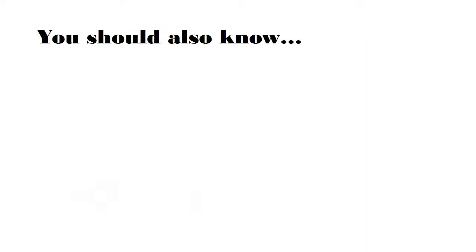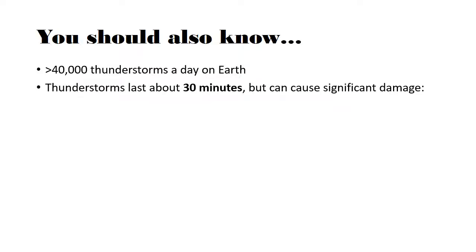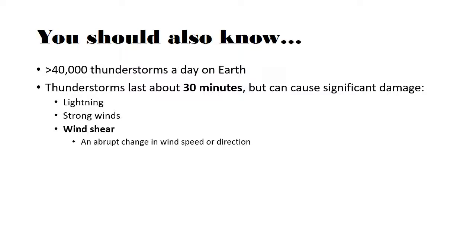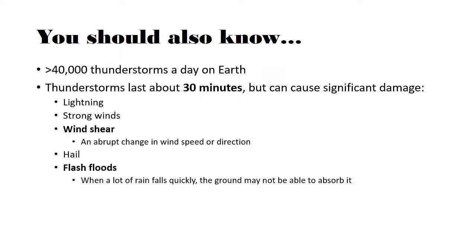You should also be aware of a few additional pieces of information about thunderstorms. It has been estimated that there are more than 40,000 thunderstorms a day on planet Earth. Although a typical thunderstorm lasts only about 30 minutes, a lot of damage can be done in this time. Some of this damage occurs because of lightning, strong winds, wind shear, which is an abrupt change in wind speed or wind direction, hail, and flash floods.